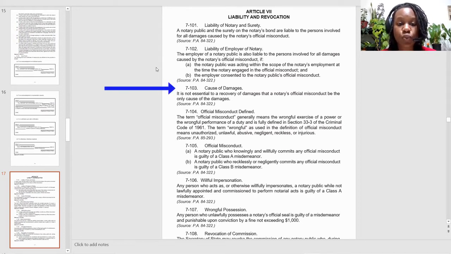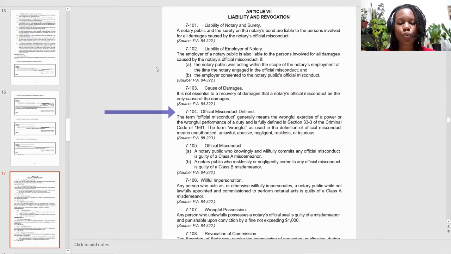Section 7-103, Cause of Damages. It is not essential to a recovery of damages that a notary's official misconduct be the only cause of the damages. So that's good to know. Yeah, other people could be at fault also.